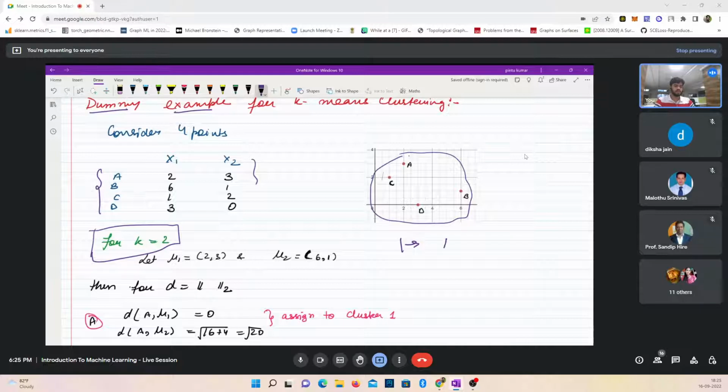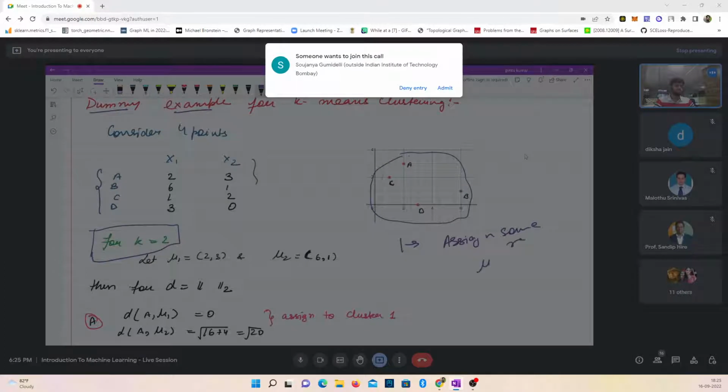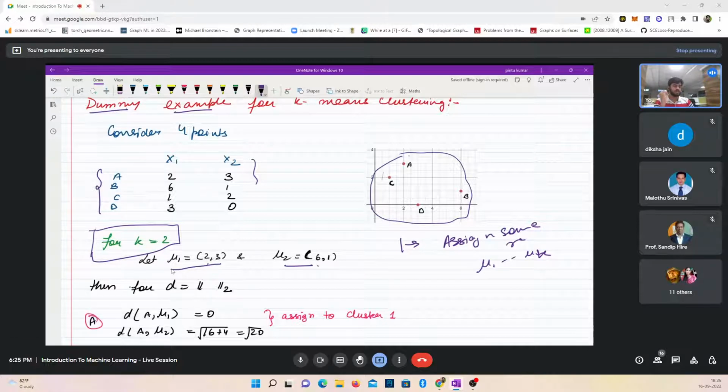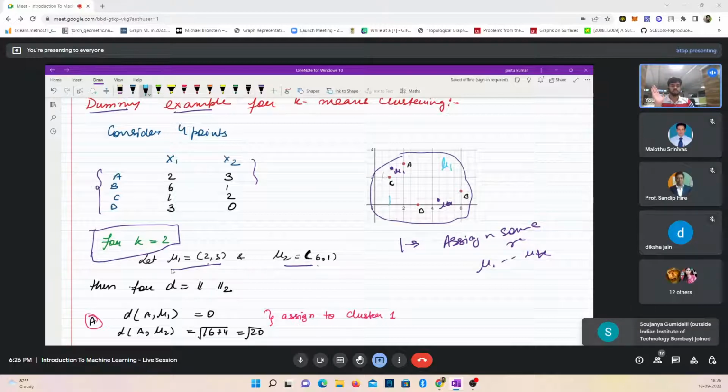First step was to assign some random mu1 to mu k, right? Now because we have only two clusters, let's assign two random mu1 and mu2. One thing is that I have picked this mu1 and mu2 from the list of data points only. You can take any point on this 2D plane. You could have picked this point as mu1 and this point as mu2, or somebody would have picked this point as mu1 and this point as mu2. And based on your initial choice, how you're picking mu1 and mu2, your final clustering might vary.